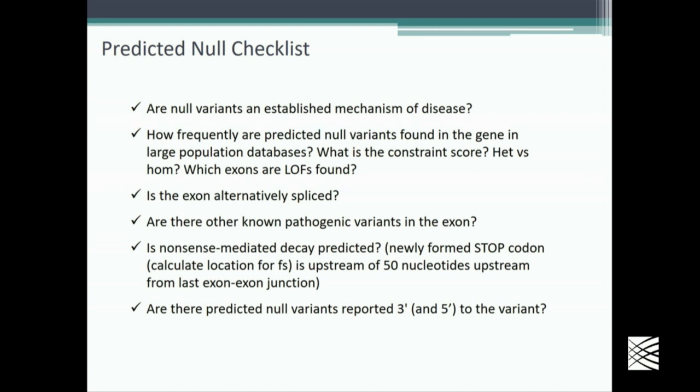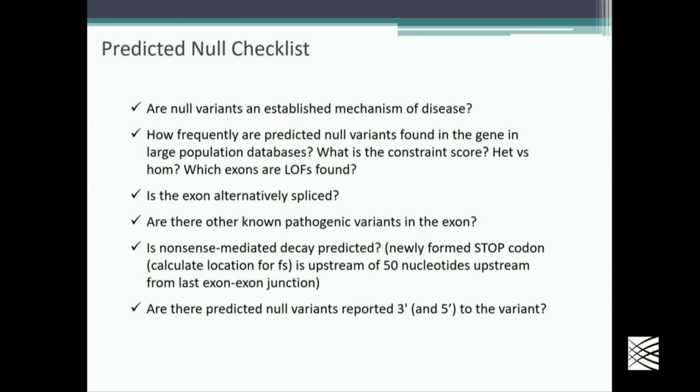So I already asked the first question: are null variants an established mechanism of disease? You can't call a variant pathogenic if you haven't assessed that and concluded yes. How frequently are predicted null variants found in the gene in large population databases? This is actually when the constraint scores from ExAC and now gnomAD are incredibly useful. You can look up the constraint score, and if it's high, it says there's pressure against null variants in that gene. Now, the scores as they're calculated today are not good for recessive genes, although my understanding is Caitlin's team is working on that. So hopefully we'll have better recessive constraint scores.